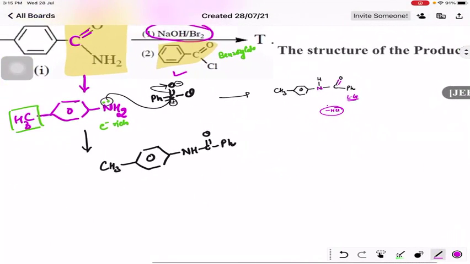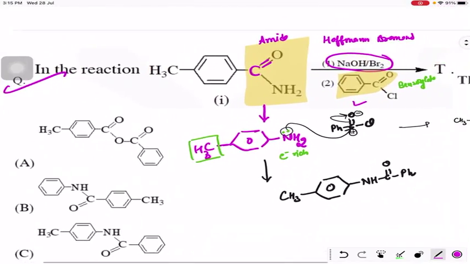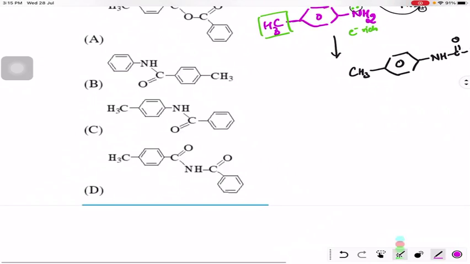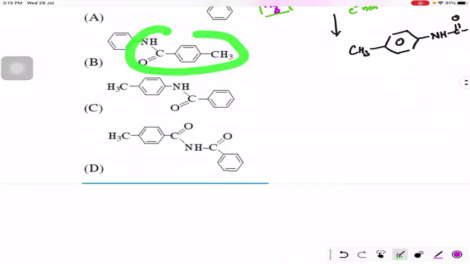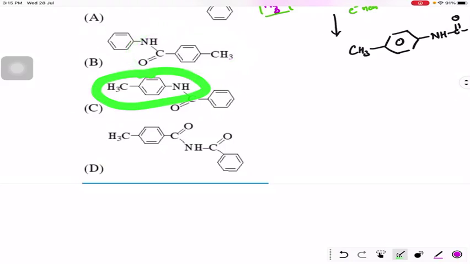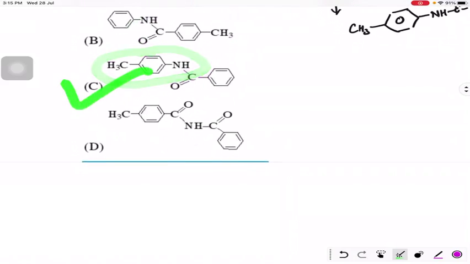This is benzoylation. So this cannot be the answer. This part must be there in your answer. So this is option number C.